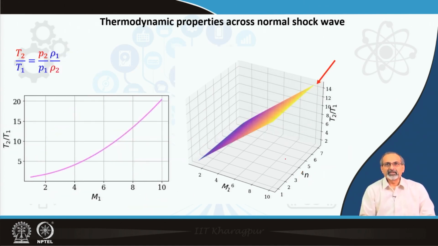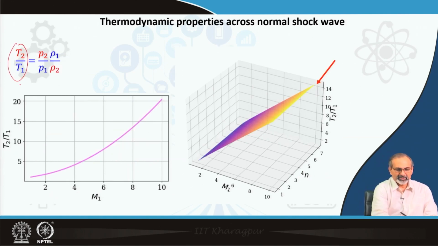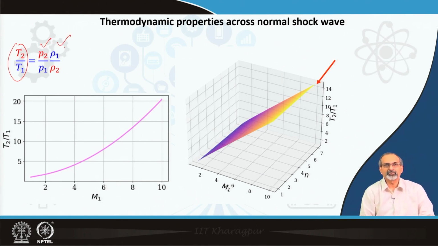The feature becomes even more interesting when it comes to temperature ratio. To derive the temperature ratio, of course, from the equation of state we can make use of the pressure ratio and the density ratio and multiply them together. For a calorically perfect gas, you see that for upstream Mach number of around 10, the temperature ratio can go beyond 20, while interestingly the temperature ratio falls in the case of a changing gamma situation for large values of n and fairly high values of upstream Mach number.